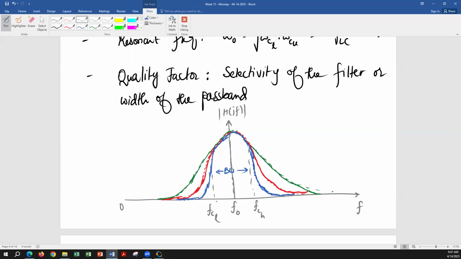So a more selective filter means a higher quality factor, meaning how tight it is around the bandwidth. That defines the selectivity of the filter, and that defines the high quality factor of the filter. So the blue one has the highest quality factor, and then the red one, and then the green.